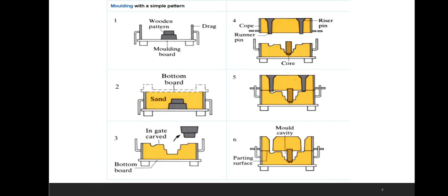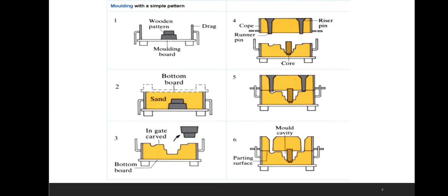So after placing the wooden pattern, we are going to pour the green sand over the wooden pattern, and we have filled it. Third, we are going to ram properly, and then we need to remove the pattern. So this is the third step. When removing the pattern, we will have the cavity, and we have also created the gate.